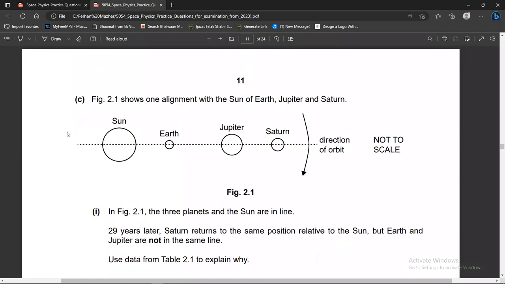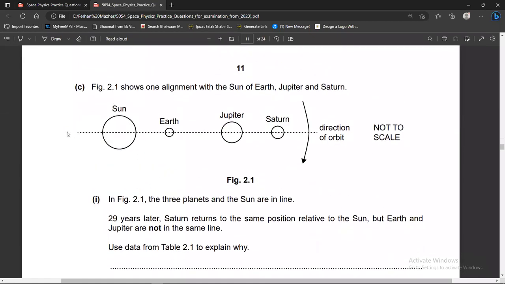Okay, question number 2, it's C part. It says figure 2.1 shows one alignment with the sun of Earth, Jupiter, and Saturn. Here you have the sun, here we have the Earth, Jupiter, Saturn, and in this direction, clockwise, they are rotating. In the figure 2.1, the three planets and the sun are in line. 29 years later, Saturn returns to the same position relative to the sun, but Earth and Jupiter are not in the same line.